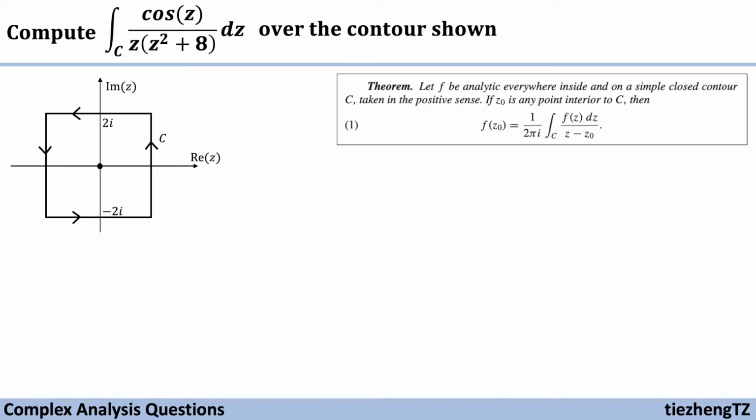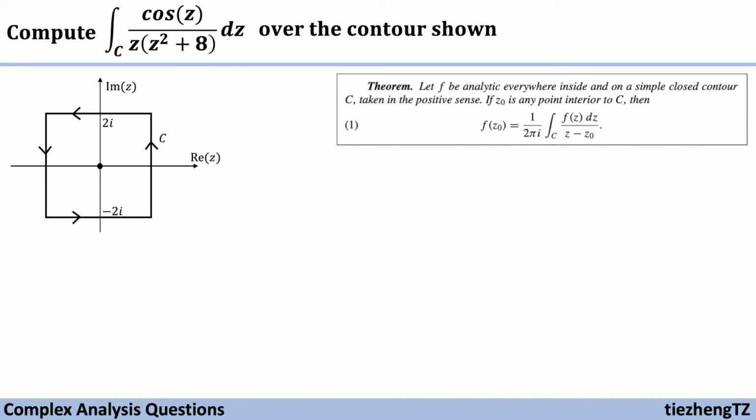So comparing the integral function in the theorem and the one we are given, the key point to use the theorem is that, first of all, we need to make sure the given contour is a simple closed contour taken in the positive direction. And then the key point is that we need to find the appropriate point z0, which is interior to the contour C. And we also need to find the corresponding f(z) function based on the given integral function.